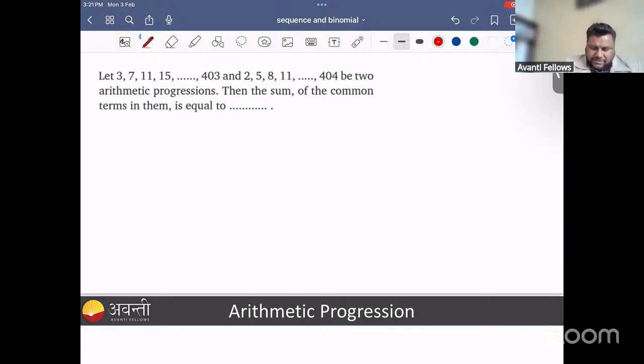Let 3, 7, 11, 15 up to 403 and 2, 5, 8, 11 up to 404 be two arithmetic progressions. Then the sum of the common terms in them is equal to... Common terms. So there are two duties now. First of all, identify the common terms, make their series, find the number of terms in that series which is having common terms of both of them. Then find the sum of those terms.